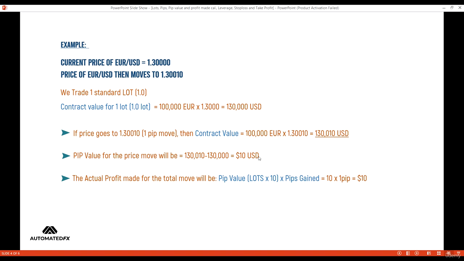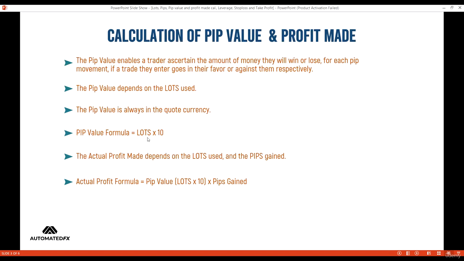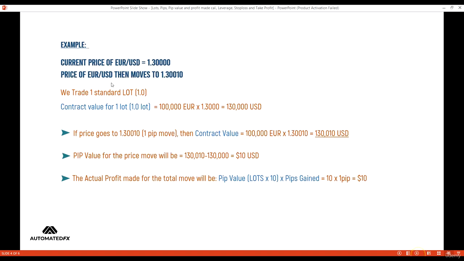I said in the previous slide that the pip value is always in the quote currency. The quote currency for Euro USD is USD. So the pip value in this case is $10. For one pip movement, the value is $10. Now let's go to the last point, which is that the actual profit made from the total move will be pip value times pips gained. The pip value is lots times 10, and of course it's one pip movement, so it's $10.